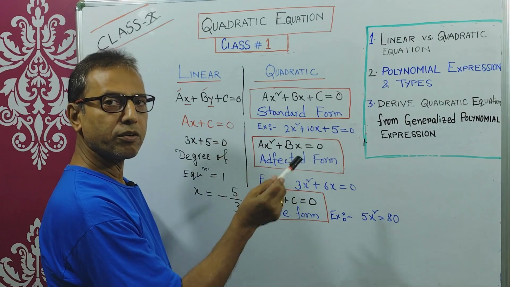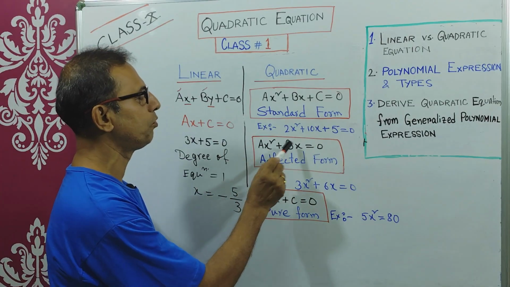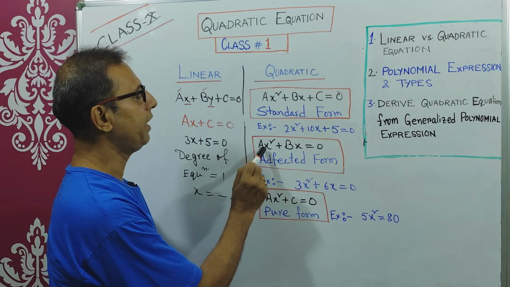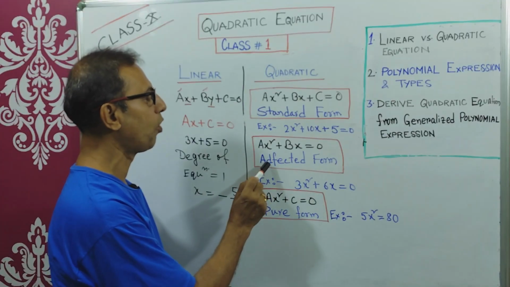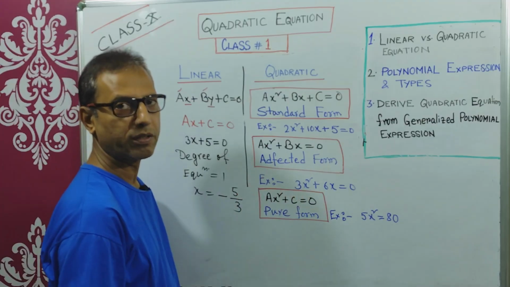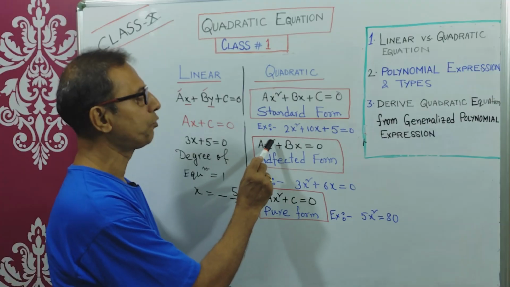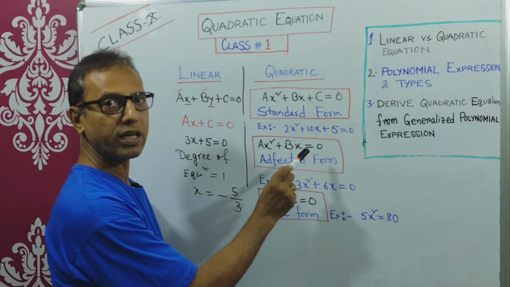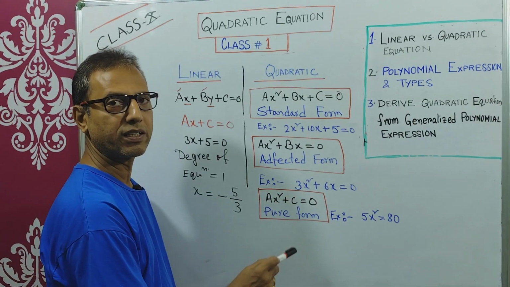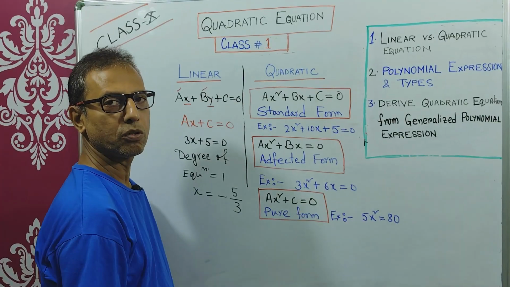Now, the quadratic equation could also be in this form: ax square plus bx equals 0, where you don't have the constant term. This form of quadratic equation is called the incomplete form. In the quadratic equation where you have both power 2 and power 1 of the variable, but the constant is absent, it is called the incomplete form. Example, 3x square plus 6x equals 0.